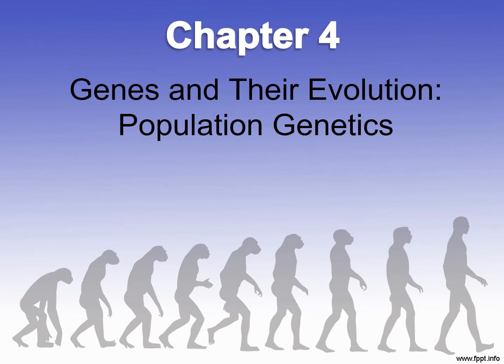Hello, everybody. In this lecture, we're going to be talking about genes and their evolution, or in other words, population genetics. And we're going to also address several polymorphisms that exist, particularly in the gene that controls the beta chain of the hemoglobin molecule. We'll talk a little bit about what that is and how it relates to human evolution and advantageous reproduction.